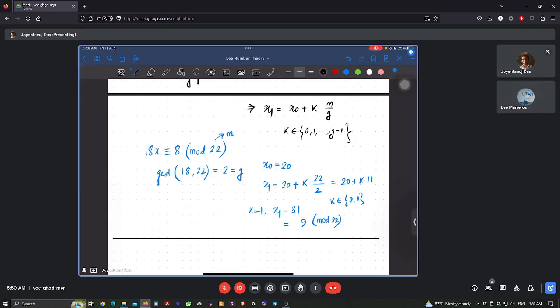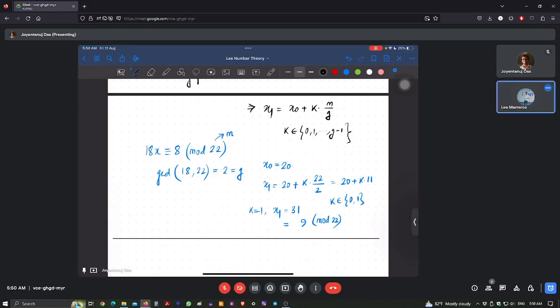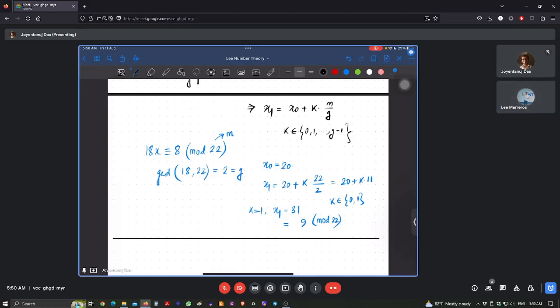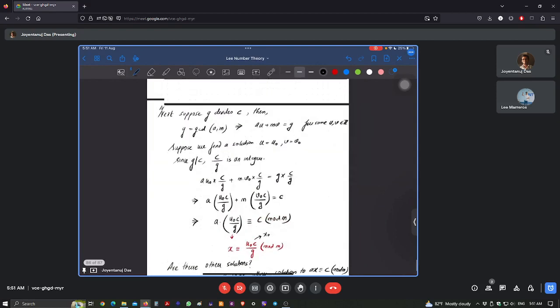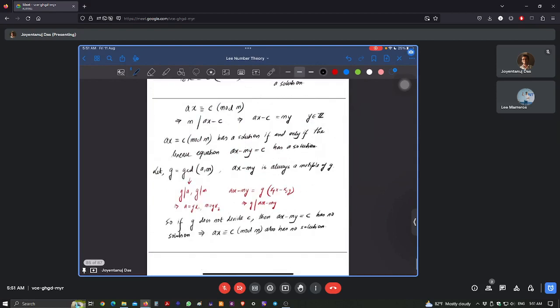From here we get an idea of how many solutions will exist, and we can explicitly find all the solutions. But we need to find one x first. Then only we can find the others. One solution we can always find from the Euclidean algorithm: if the GCD divides c, then we know a solution exists.